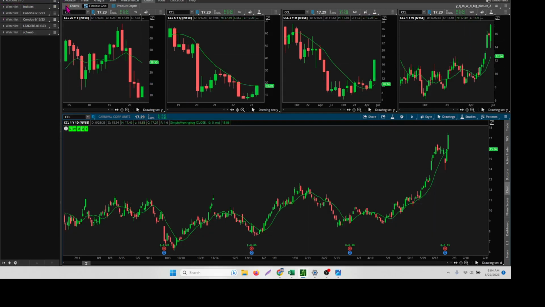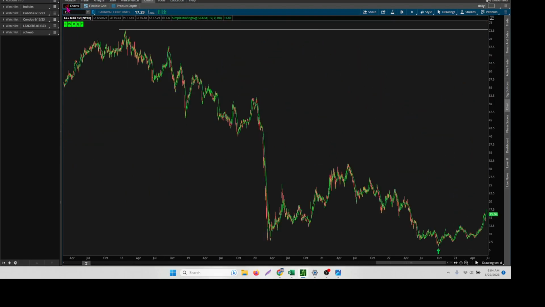In order to do that, let's go to just a simple chart here. And now let's look at Carnival Cruise Line, CCL. This looks completely different now, doesn't it? Okay. This looks completely different.